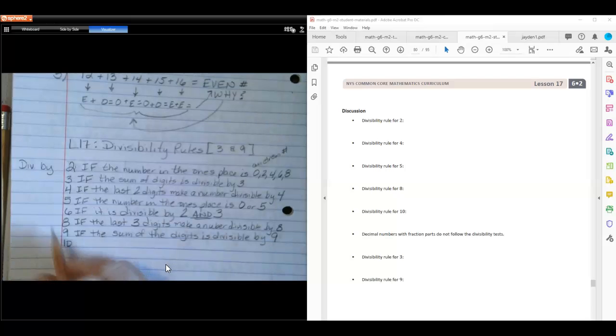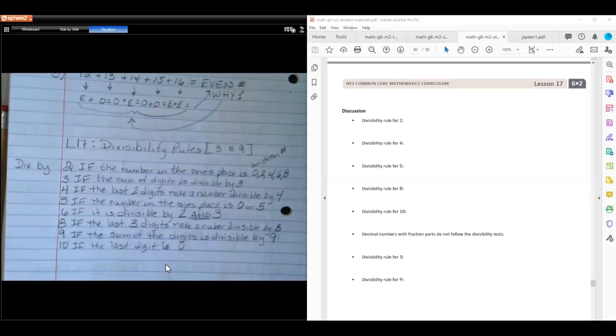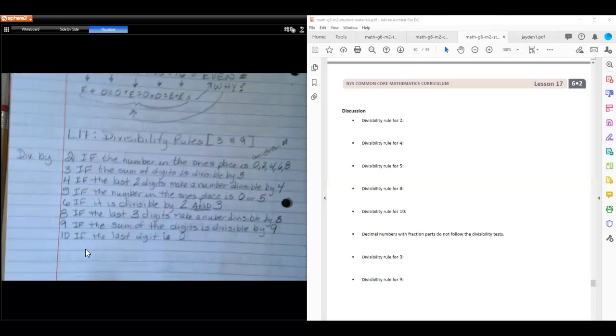And then 10 is just as easy as 5. It's divisible by 10 if the last digit is 0. Those are your rules. It's that simple. If you have these memorized, and I truly mean that, you're going to make your life so much easier as you go through school and life, because you're always going to be able to manipulate big giant numbers without thinking too much about it.